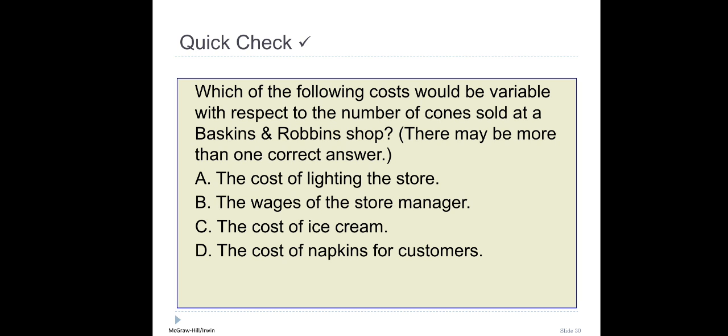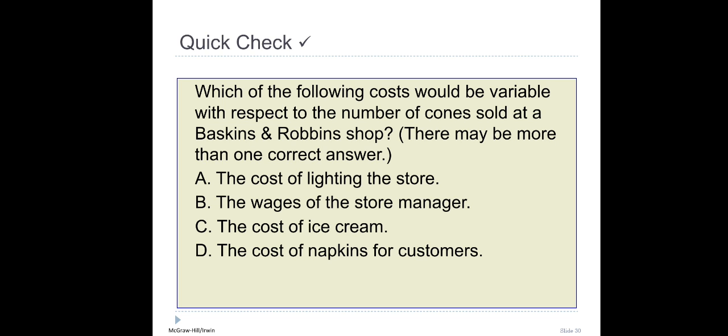C, the cost of ice cream. What do you think? I think the cost of ice cream is a variable cost. Because, let's say the cost is $2. If you sell 1 ice cream, then $2. If you sell 2 ice creams, the cost is $4. If you sell 10 ice creams, then the cost is $20. So I think C is a variable cost.